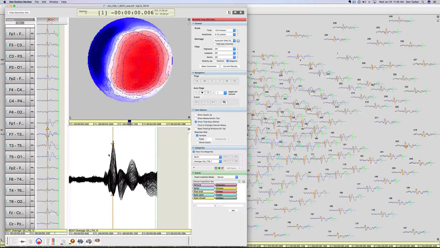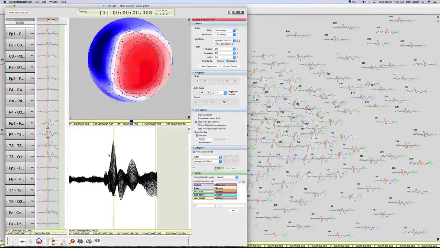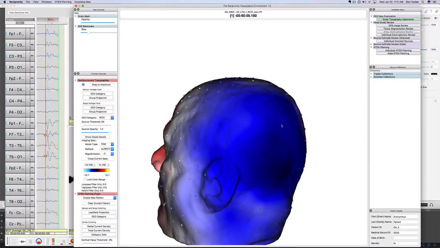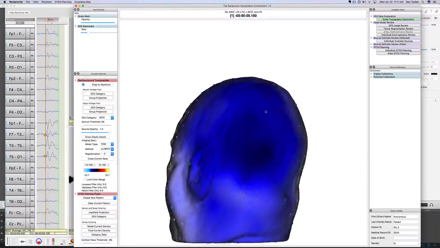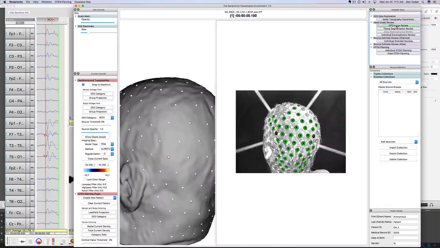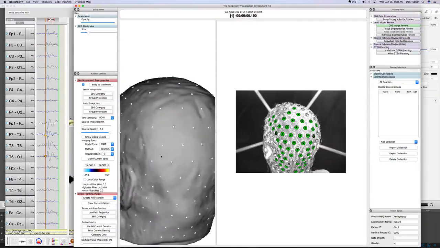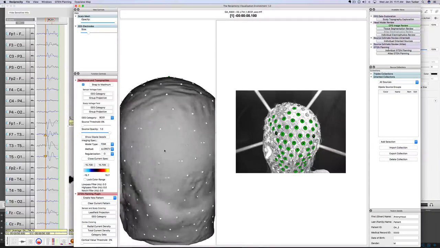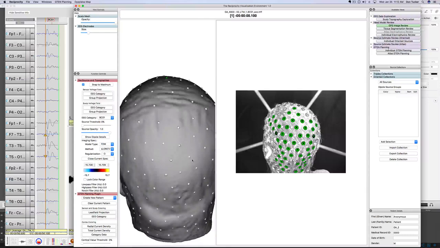So the question is, what's going on with the apparent propagation or movement of the spike over the head? To do that, we'll look at the 3D plot, where we see the very beginning onset as a dark blue on the back of the head. And then the question is, can we relate the EEG channels to the MRI of this person's brain?